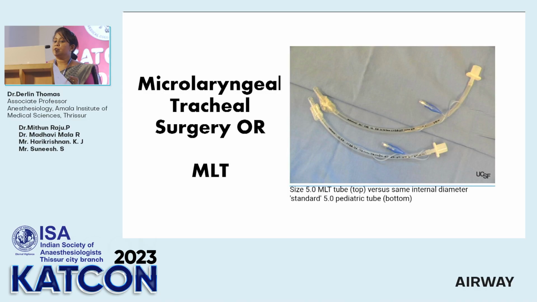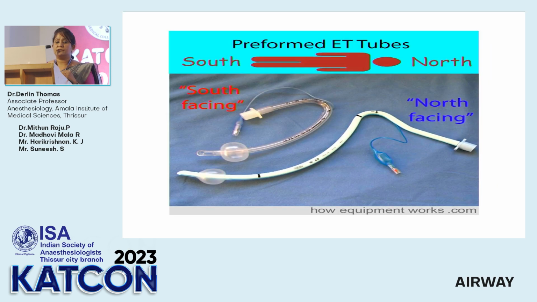And this is a microlaryngeal tracheal surgery tube, or MLT tube. Here you can see the size of the endotracheal tube is smaller compared to the adults, but the length will be comparable to the adult endotracheal tube. It comes in mainly 3 smaller sizes, 4, 5, 6, and is mainly used for microlaryngeal surgeries. Even though the internal diameter is smaller, the length will be similar to that of the adult.